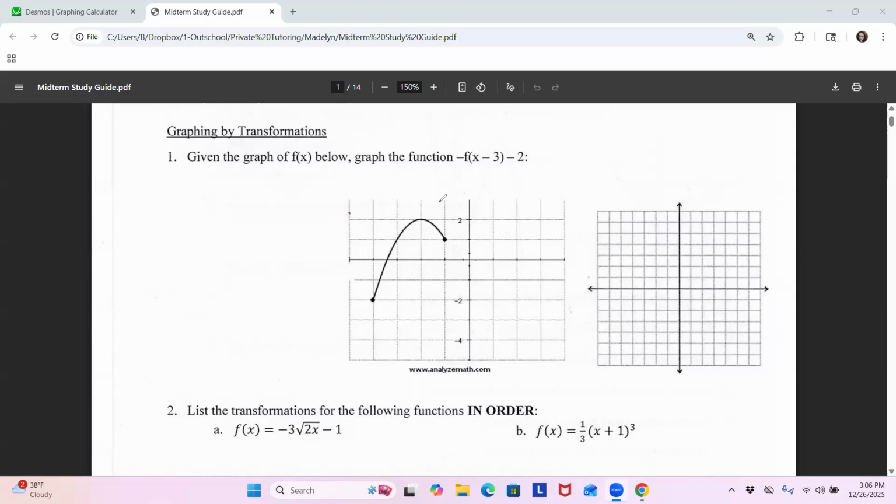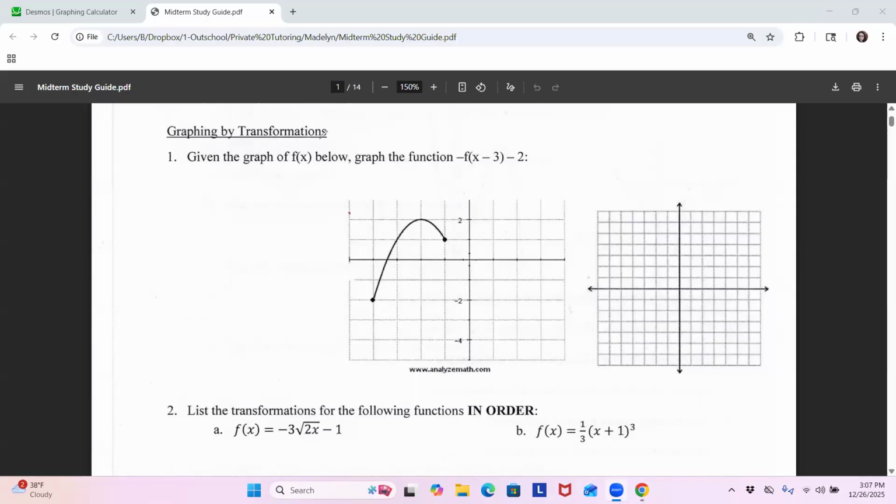This study guide is 14 pages. I scanned this from a tutoring student. Unless I really get on a roll, I don't think I can do it in one sitting, so this will probably be a part one, part two, maybe even a part three. We'll see how much I can do right now. So this is part one of a pre-calculus midterm study guide. I do not have an answer key, unfortunately, so sorry in advance for any mistakes I make. It happens. We're all human, but I'll do my best. All right, let's just jump right in.